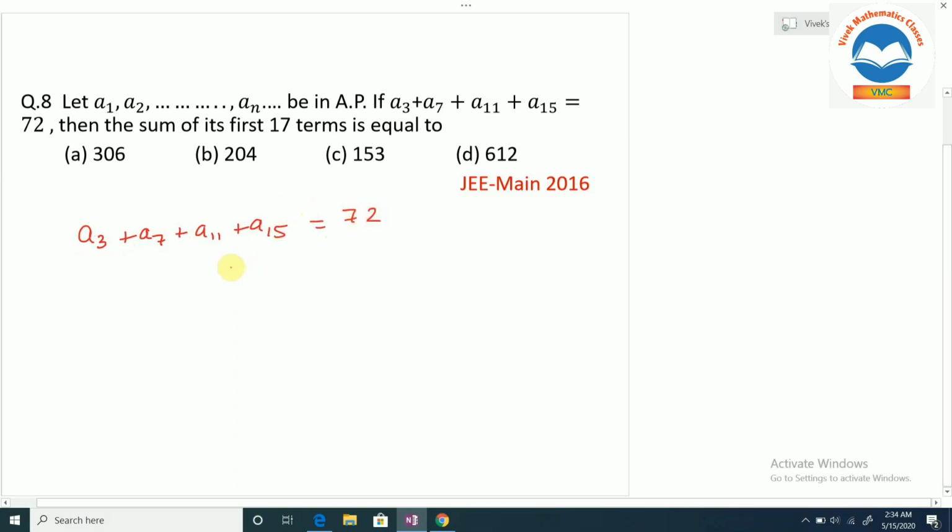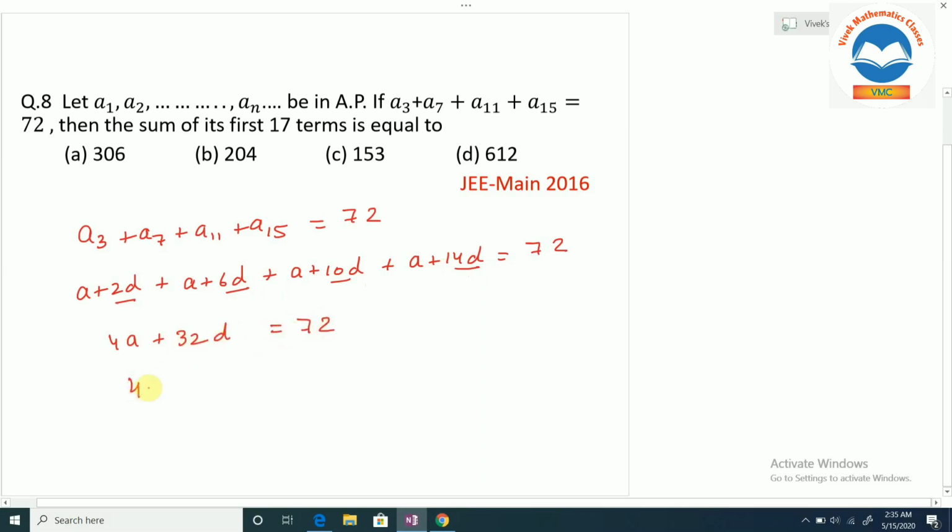They are asking for the sum of the first 17 terms, S17. This A3 will be how much? A plus 2D, plus A7 which is A plus 6D, plus A11 which is A plus 10D, plus A15 which is A plus 14D. This value will be 72. So 4A plus 2 plus 6 will be 8, 8 plus 10 will be 18, 18 plus 14 will be 32. So 32D will be equal to 72.